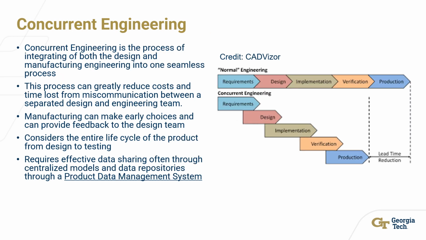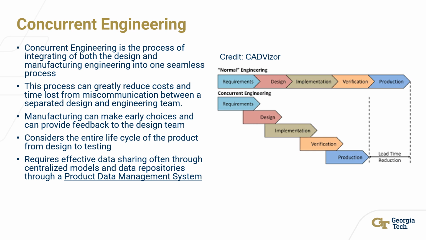The next method I want to talk about is concurrent engineering, which is basically the process where you integrate the design and manufacturing engineering that goes into a product into one seamless process under the same roof. So it can greatly make your process cheaper and reduce your costs, and make the process go much quicker, preventing miscommunication, removing any barriers between the two teams.